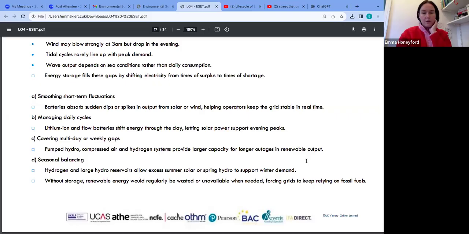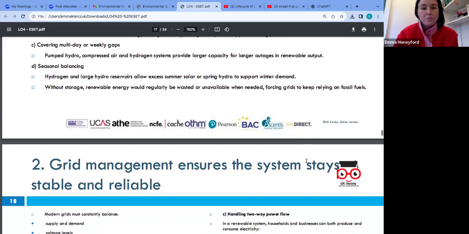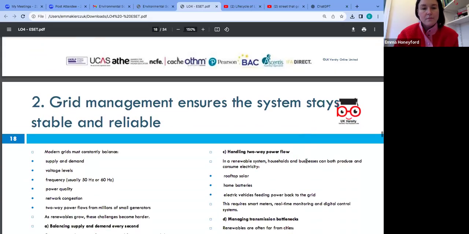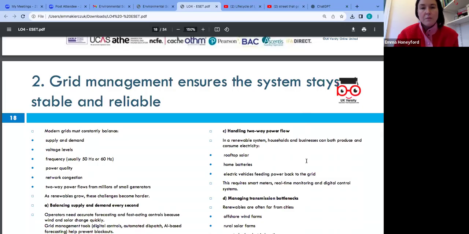Without storage, renewable energy would regularly be wasted or unavailable when needed, forcing grids to keep relying on fossil fuels. And we don't want that. We want to move away from that. So we need to understand how we balance the seasonal change of renewable energy. Grid management ensures the system stays stable and reliable.